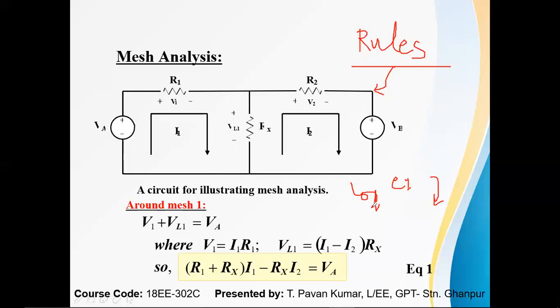There are two methods. One is based on the branch currents method. One is based on the loop currents method. Loop currents method.